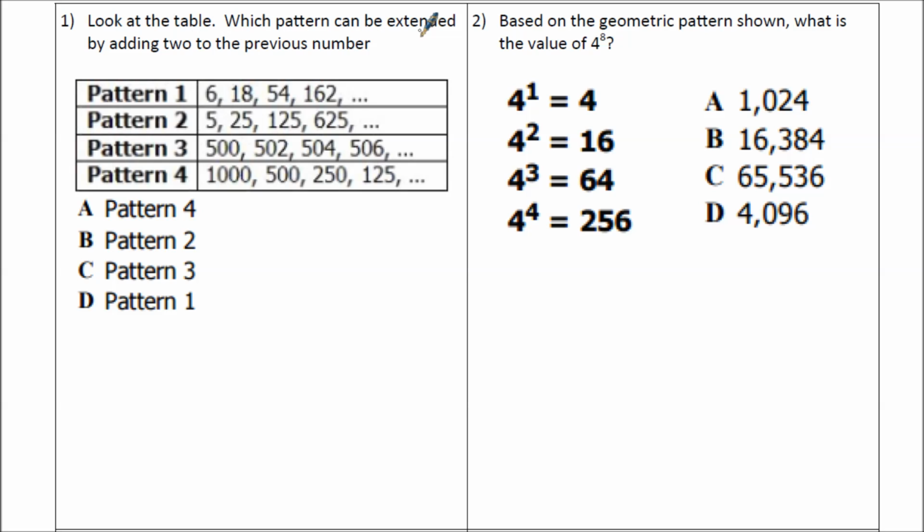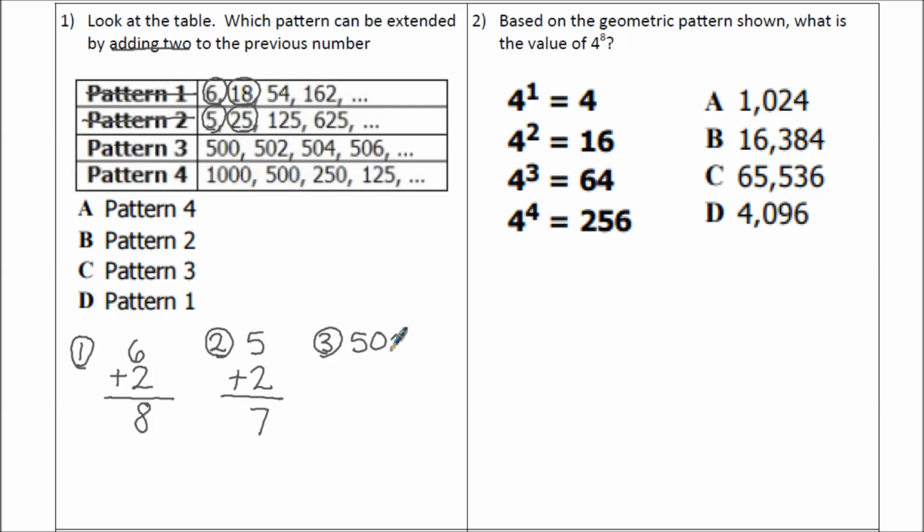Look at the table. Which pattern can be extended by adding 2 to the previous number? So our rule here is adding 2. So if we are looking at pattern 1, we're going to start with 6 and see if adding 2 works. So 6 plus 2 is 8, but the next number in this pattern doesn't go 6 and then 8, it goes 6 and then 18. So pattern number 1 does not work when we're adding 2. Pattern number 2 starts with 5, and if we add 2, our next number should be 7. So 5 and then 25? It should be 7. So pattern 2 doesn't work either.